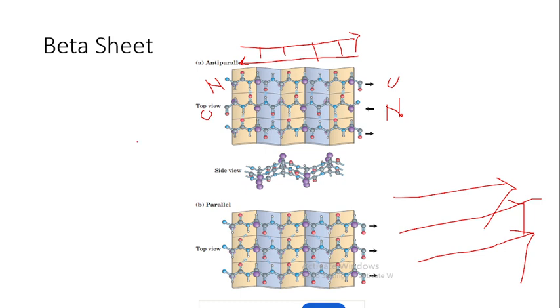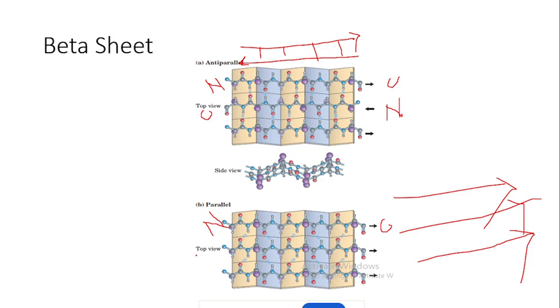Yes, sir. Okay, can you explain the parallel one? Tell me, in the first layer, what is happening in the parallel? This is which side, N or C? This is N, okay? NH3. This is N and this red one is oxygen, meaning this is the C side. See, this is C double O, that means it is the C side. In the second layer, which one is the N side?